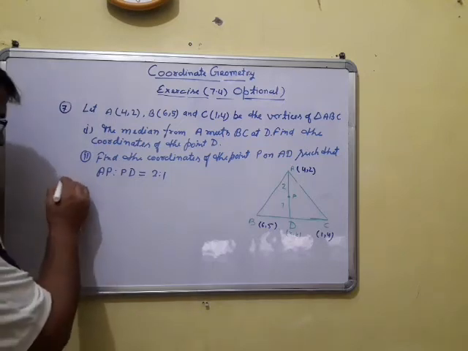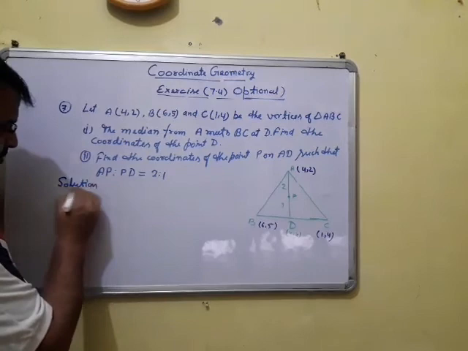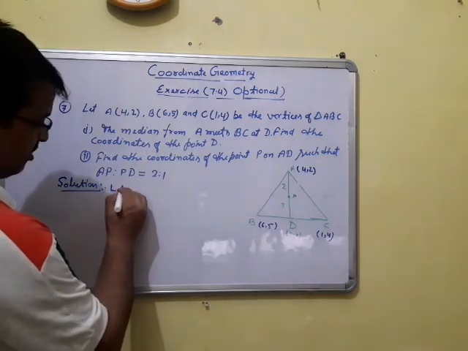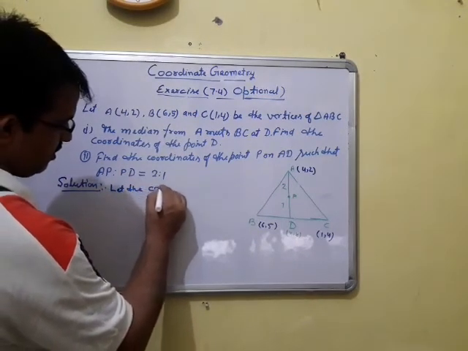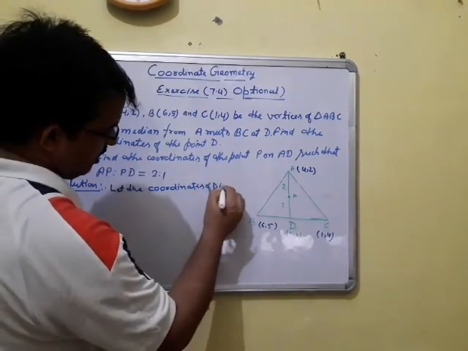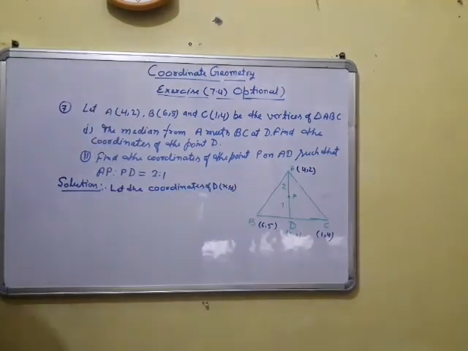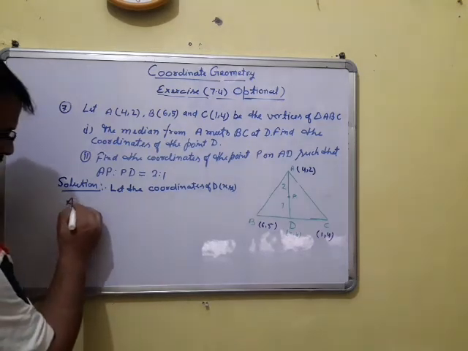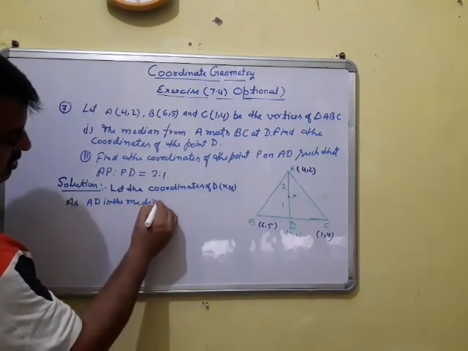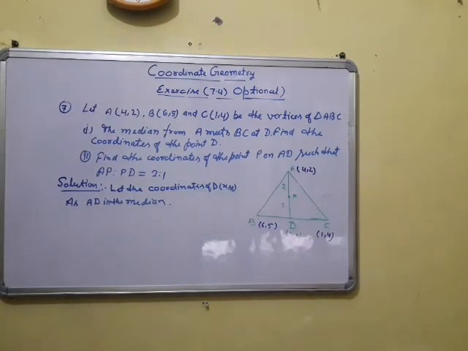Here look at the solution. The solution is given here. So what is the solution? First we start here. मान लेते हैं, let the coordinates of D be (x, y). As AD is the median, AD क्या हो रहा है यहाँ पे, median, and therefore D is the midpoint of BC.